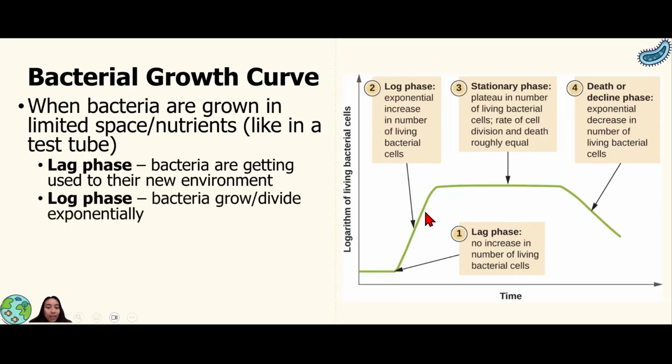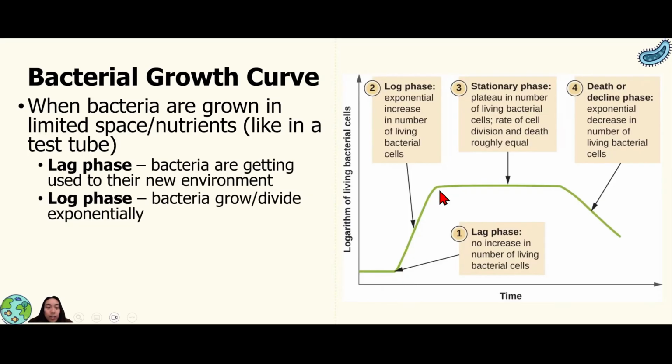And then there's going to be a log phase, also known as the exponential phase, where the bacteria are now very happy and they're going to be growing and dividing exponentially. And so they're going to be doubling in number every generation. So you started with one, now there's two, and then four, 8, 16, etc.